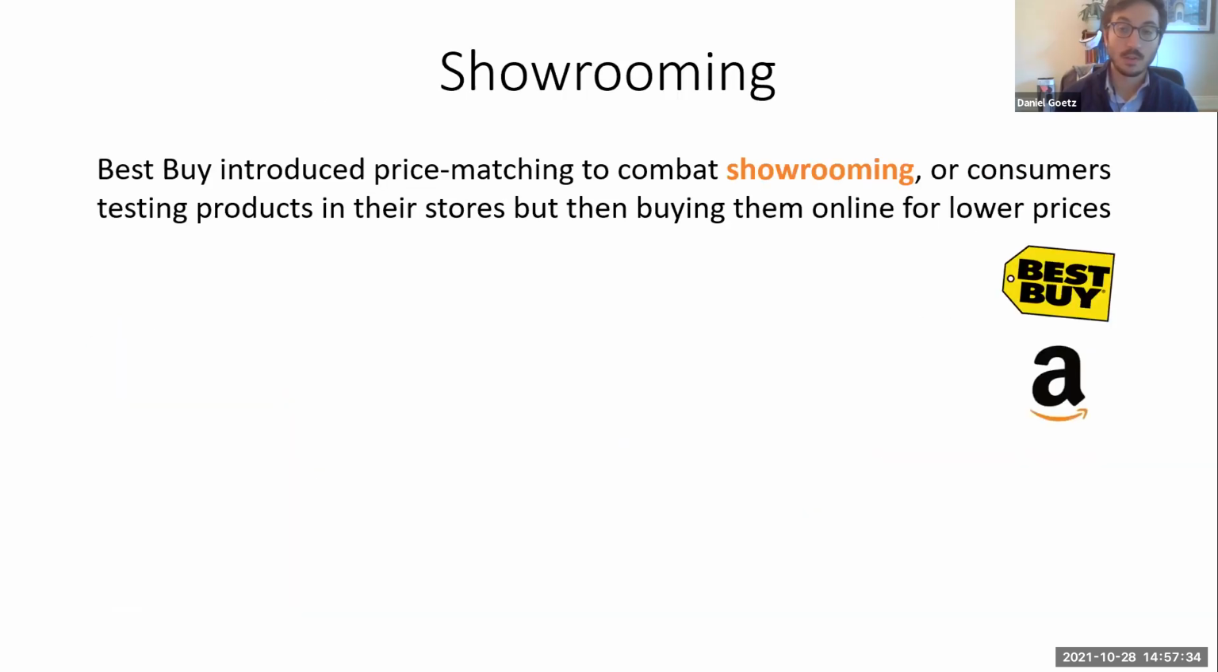So for Best Buy, one thing that kept happening was people would go to Best Buy, try out the product, learn about it, and then once they found one they liked, they would just buy it at the low price from Amazon, right? So that was what was known as showrooming: people treating the Best Buy store as just a place to experience the product and then just buy it from Amazon.